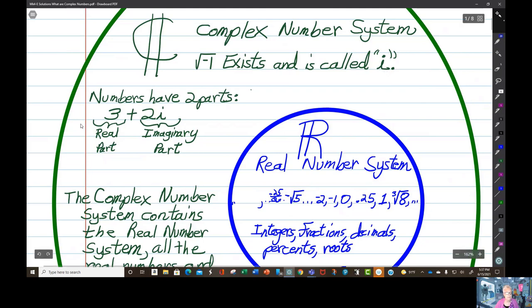And numbers have two parts in the complex number system. The real part, which is a real number, and the imaginary part. Imaginary does not mean the same thing here as it does in real life. If we talk about something being imaginary, we talk about something that doesn't exist. But that exists.